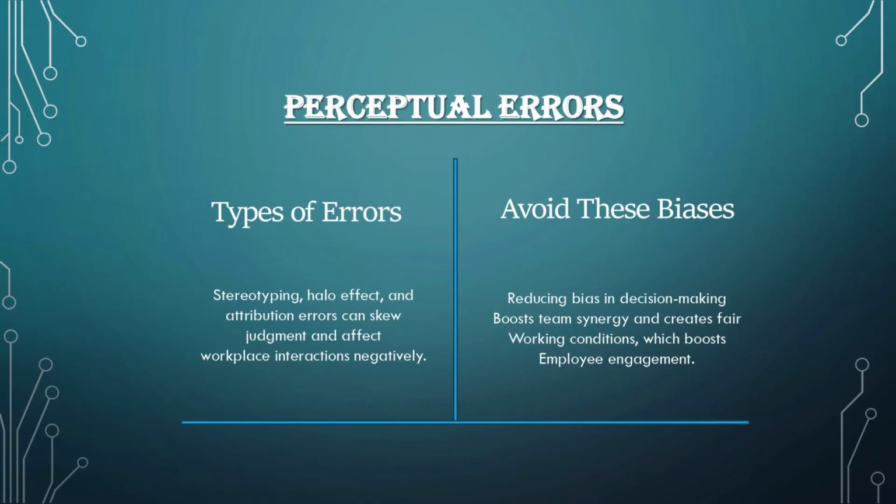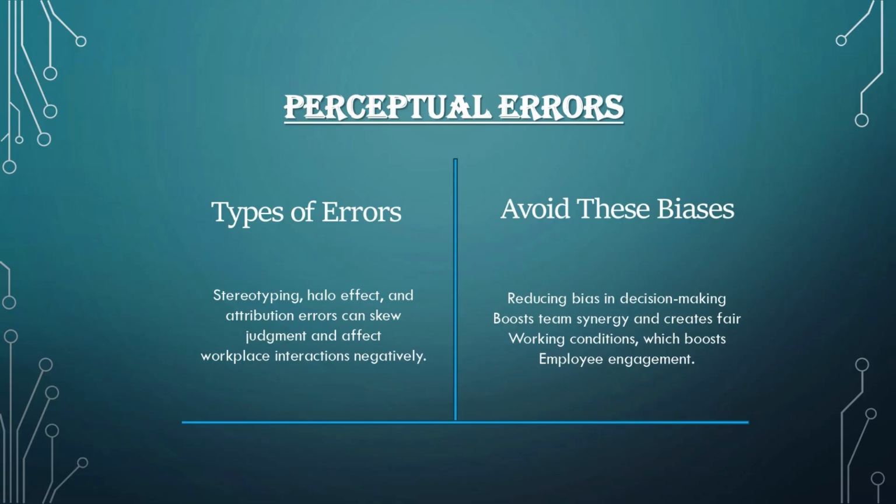These are some perceptual errors. Here are the types of errors and how we avoid these biases. So what are the types of errors? Stereotyping, halo effect and attribution errors can skew judgment and affect workplace interactions negatively. On the other side, avoiding these biases: reducing bias in decision making boosts team synergy and creates fair working conditions which boost employee engagement.